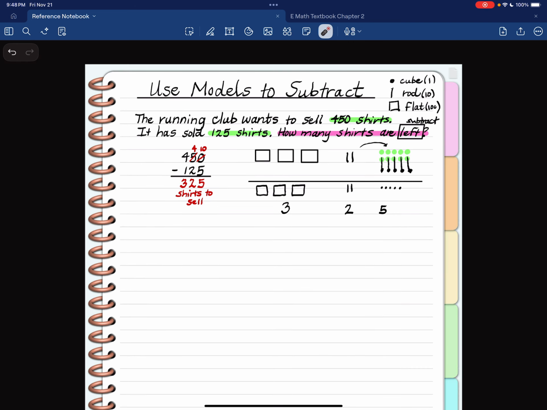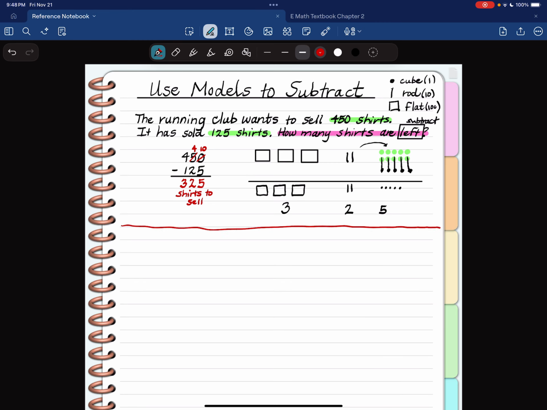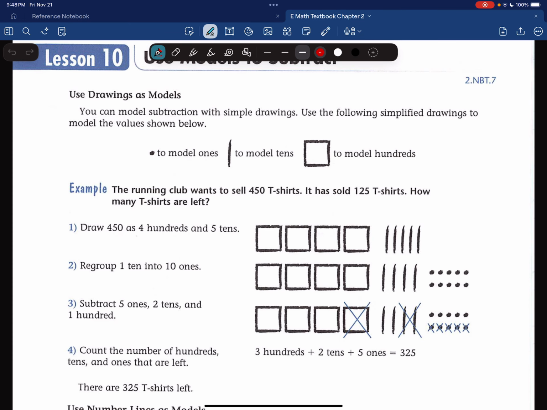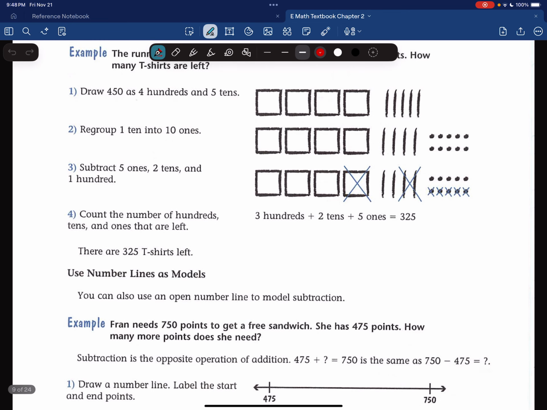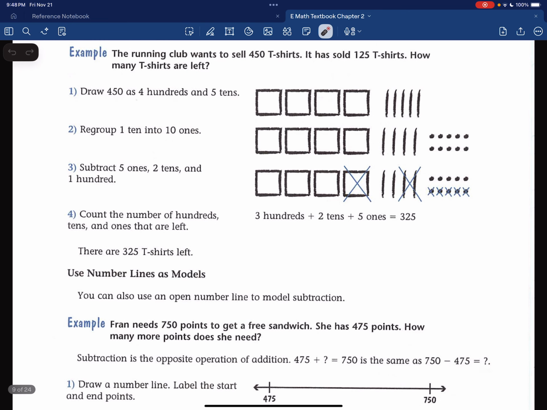Let me go ahead and mark off a space. I don't want it to all run together, so let's go ahead and draw a line there and make room for our next example. So when I go back to the textbook, we see that their answer indeed matches ours. There are 325 t-shirts left.